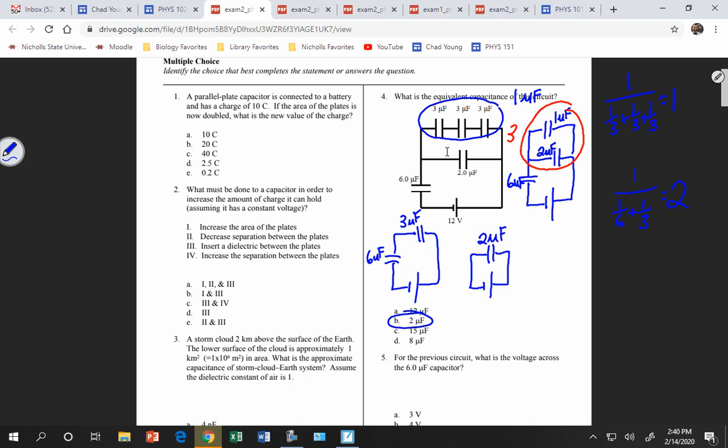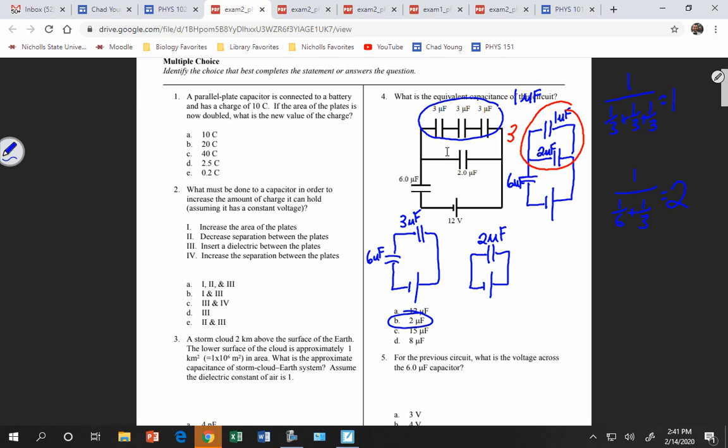Again, soon you'll be able to just look at this and say, oh, this is 1, 1 plus 2 is 3, 3 and 6 in series is 2. You'll be able to look at that and tell it really quickly. So a question like this you'd be able to do in just 20 seconds maybe. But for now, write down all the intermediate steps. That'll help you learn it more rigorously.